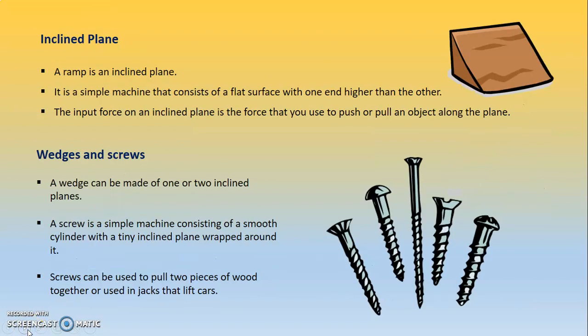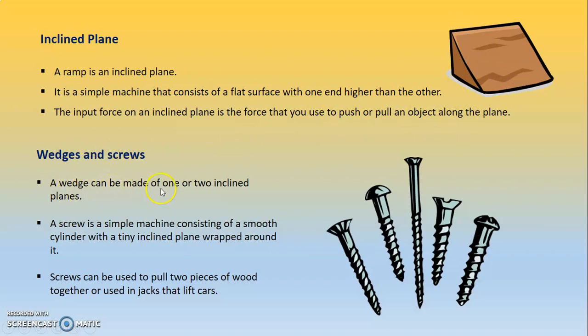Okay, go to page number 96, please. The inclined plane. A ramp is an inclined plane. It is a simple machine that consists of a flat surface with one end higher than the other. This is the end that is higher than this one. The input force on an inclined plane is the force that you use to push or pull an object along the plane.